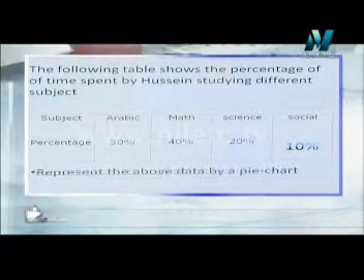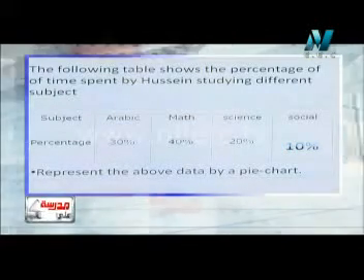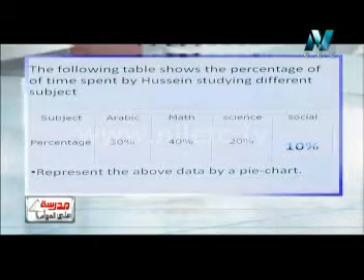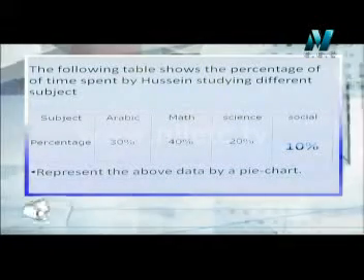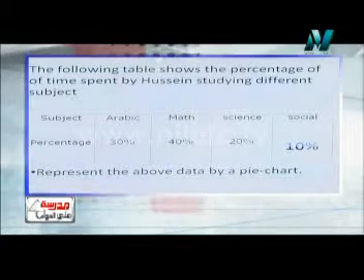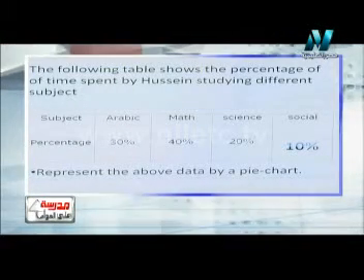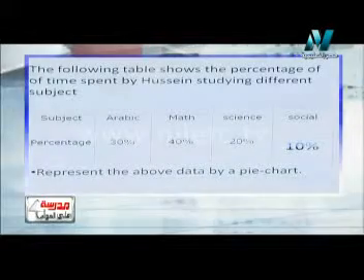He wants to represent the above data by a pie chart, or circular sectors. To represent by a pie chart, we must have the central angle of each subject: Arabic, math, science, and social. We will find the measure of the central angle of each one. How to find it?